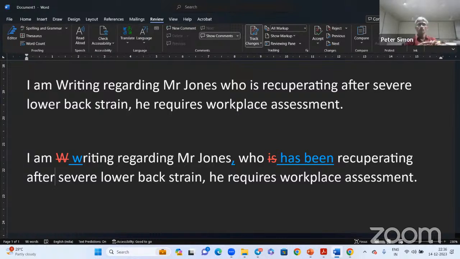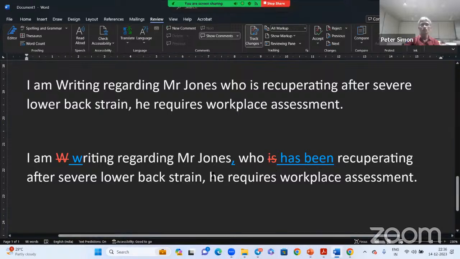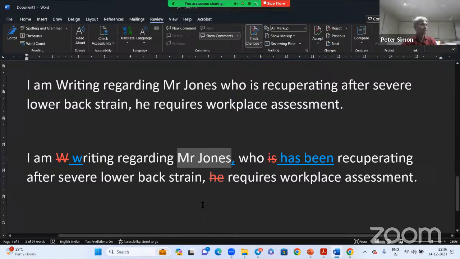Okay. So then next, here again he is not needed because Mr. Jones is already here. Okay. I am writing regarding Mr. Jones who has been recuperating after severe lower back strain. Okay. Severe lower back strain. Okay.